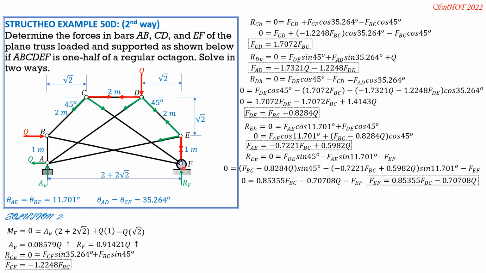Then we proceed to joint F. Forces involved are FEF, FCF, which is known already, then FBF, which is still an unknown. So RF horizontal equals 0, considering leftward positive. So we have FBF cosine of 11.701 degrees plus FCF cosine of 35.264, horizontal component of FCF. Then from there, we can express FBF in terms of FCF.